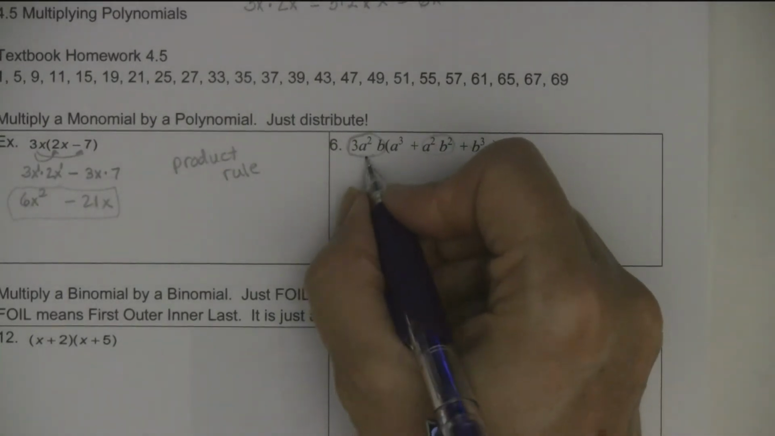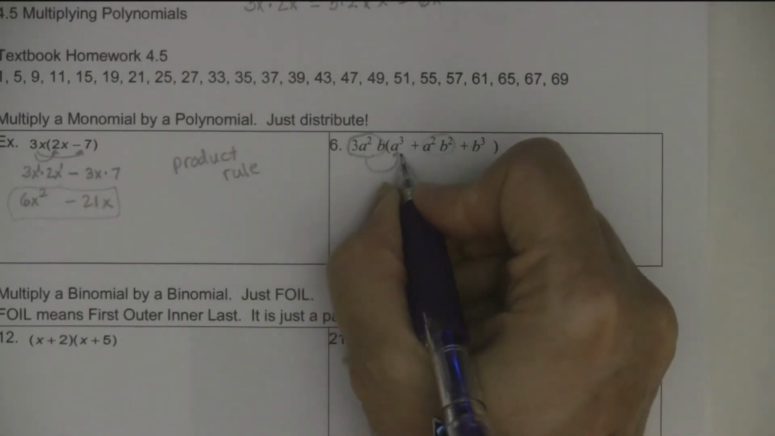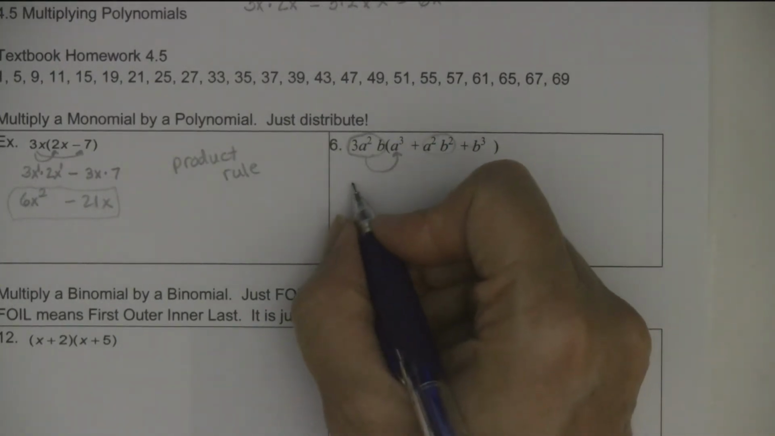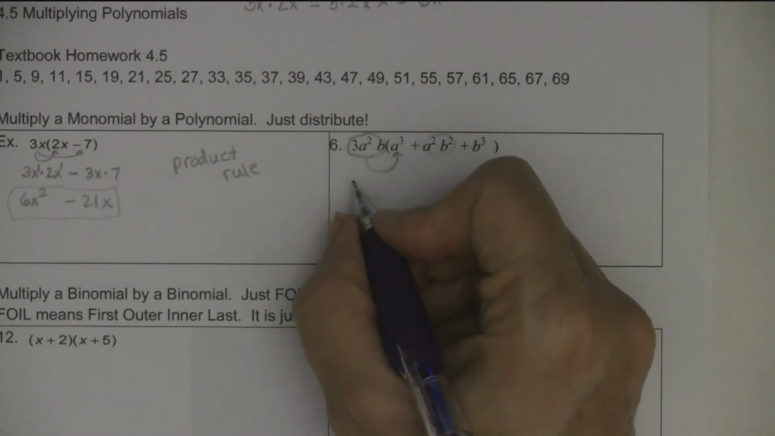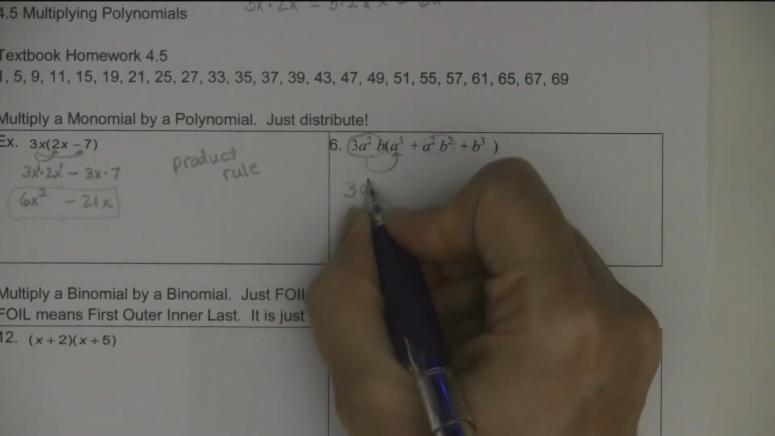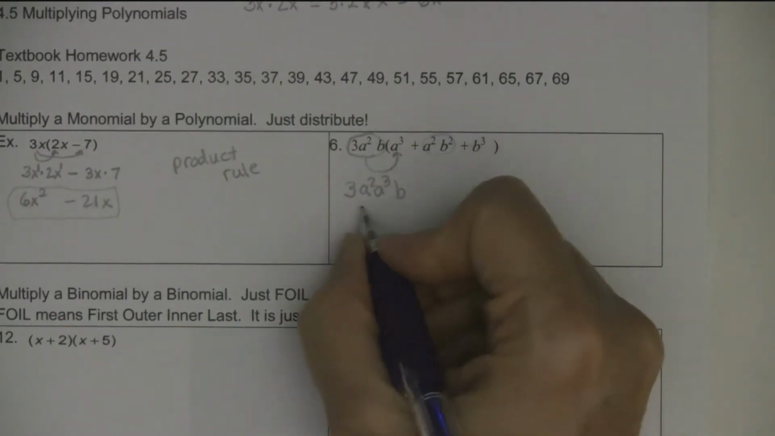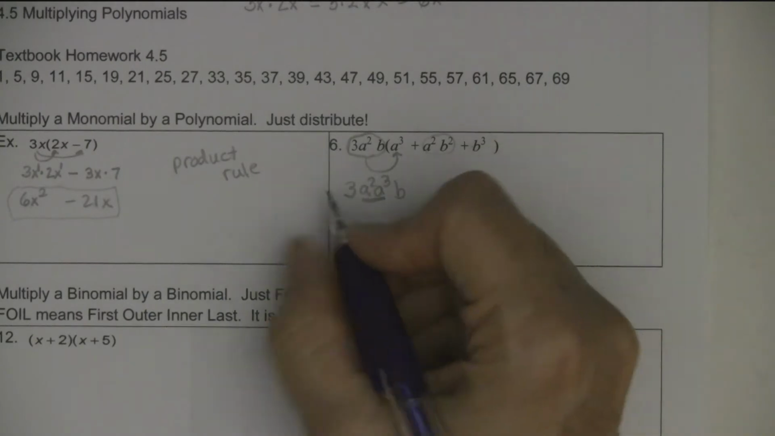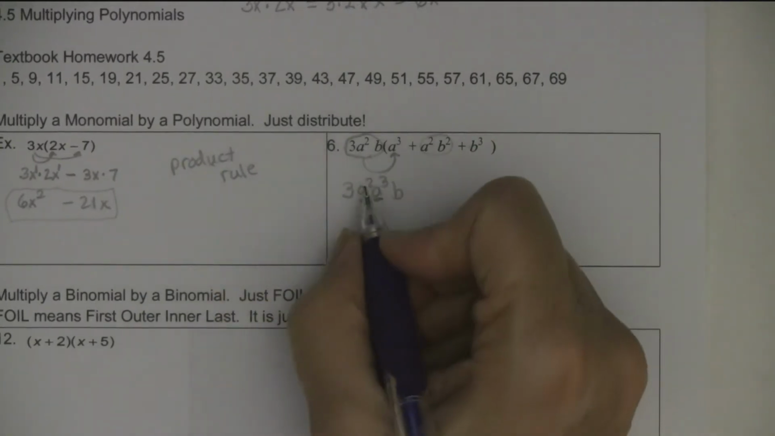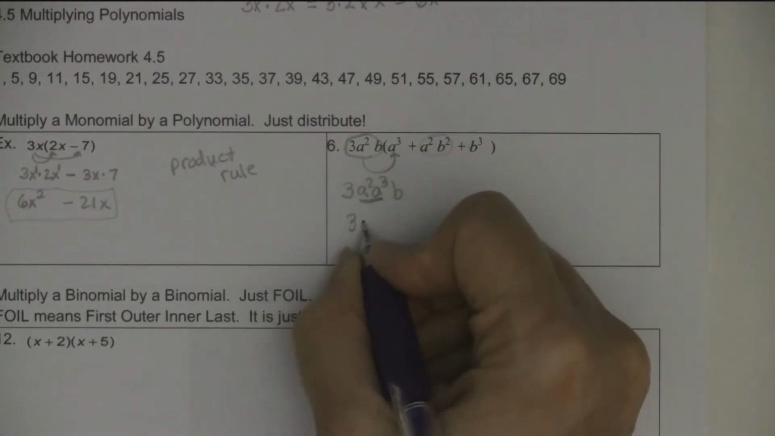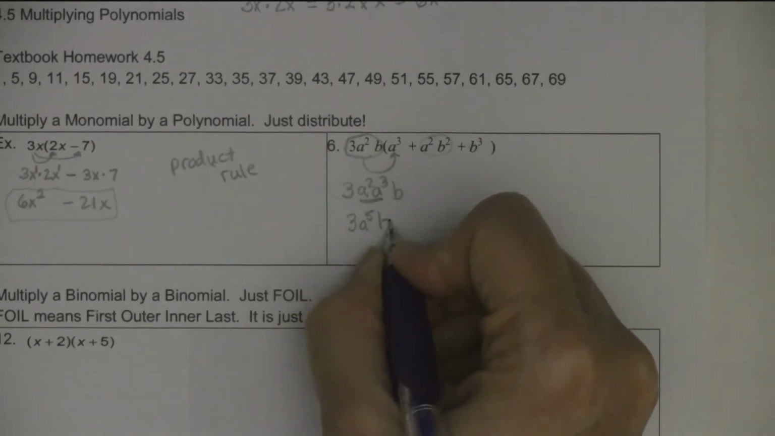So I'm going to multiply this together by this. So how you multiply, they told us in 4.3, is you do the numbers first, which I only have a number out here, so 3. Then you do the variables in alphabetical order, so a to the second times a to the third, and then b. And then I want to put this together with the product rule. You add the exponents. 2 plus 3 is 5. 3a to the fifth b.